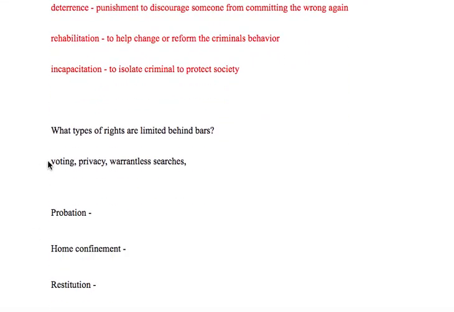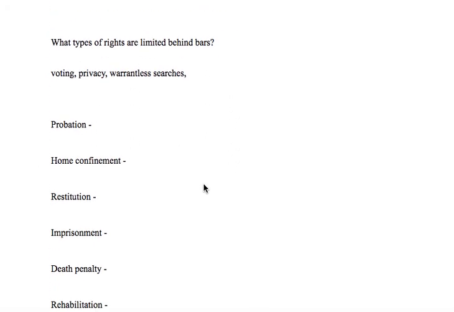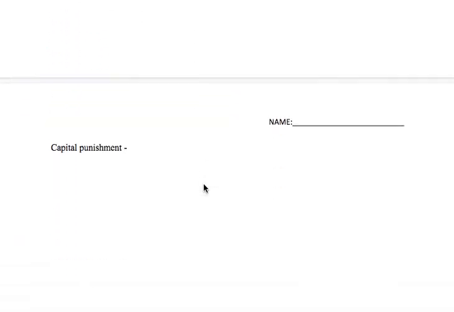What types of rights are limited behind bars? Voting, you have less privacy. You can be searched whenever you want, so warrantless searches.